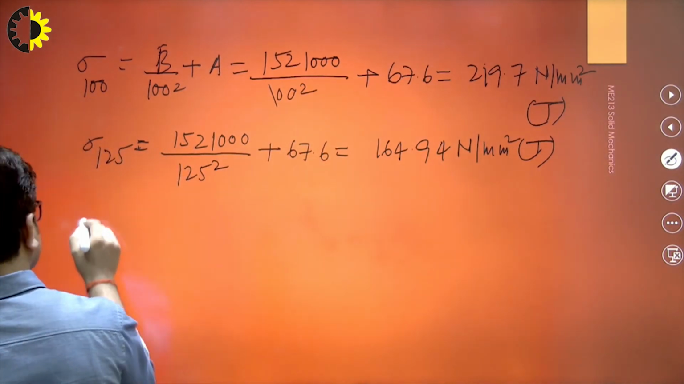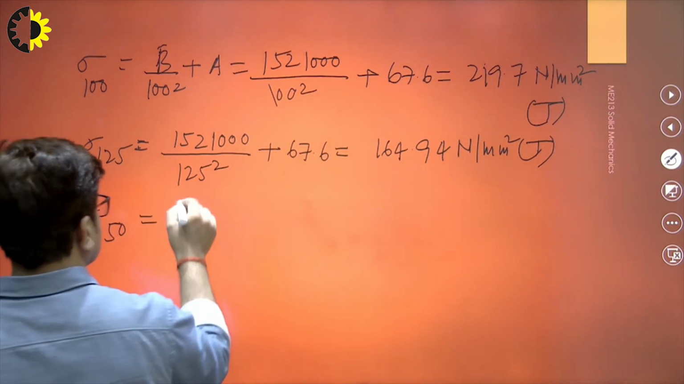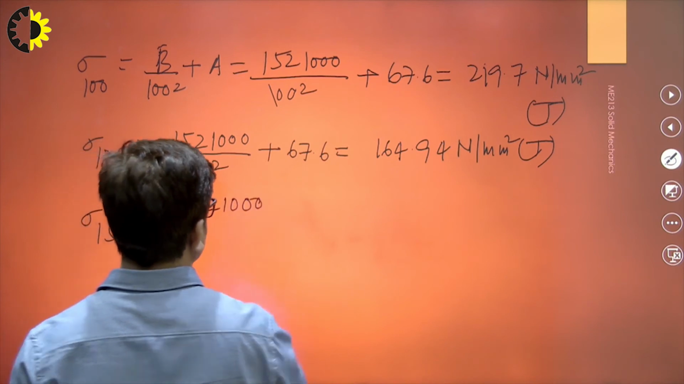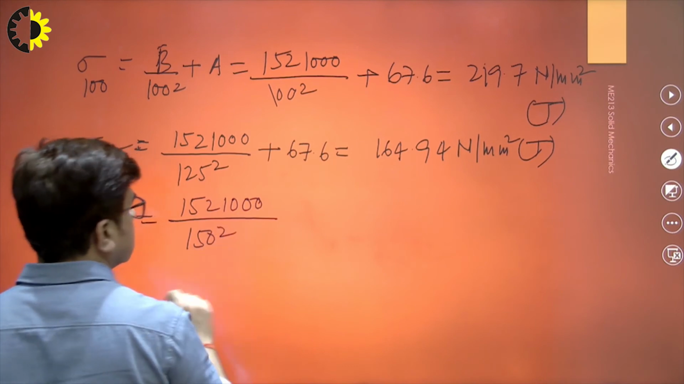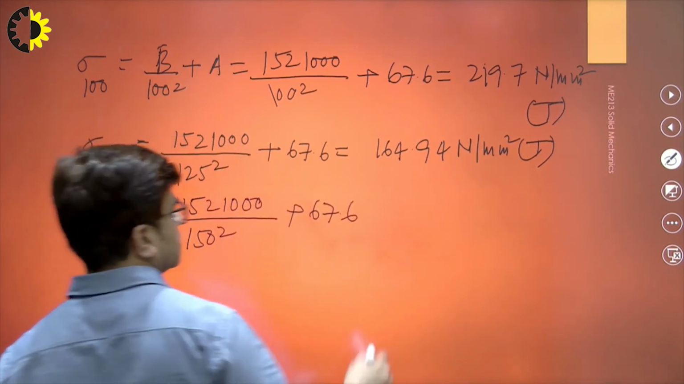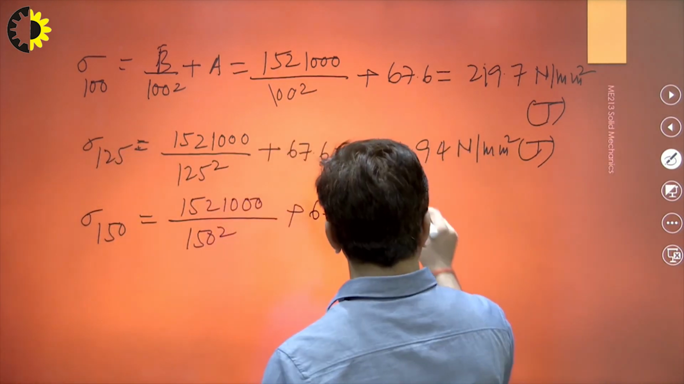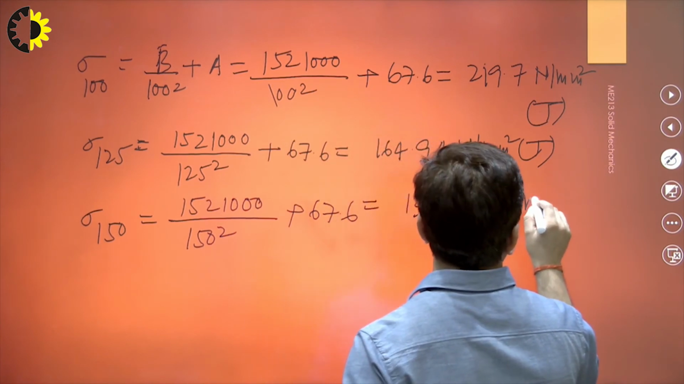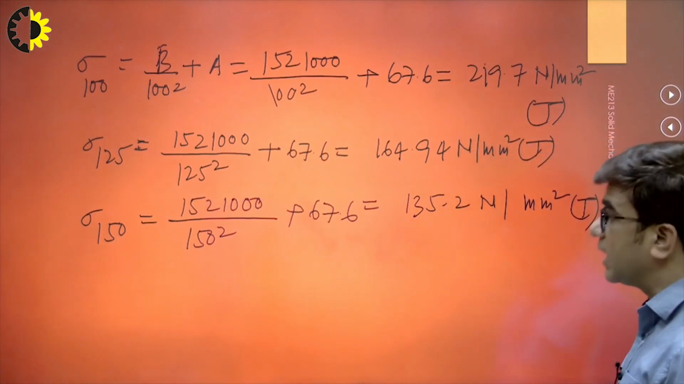Now hoop stress at 150 radius is 152100 upon 150 square plus 67.6, and this comes out as 135.2 Newton per mm square, and again this is tensile.